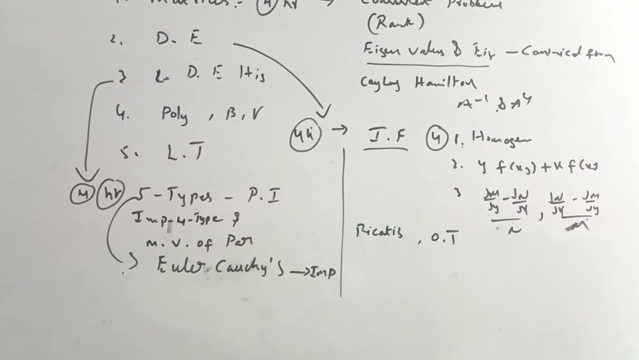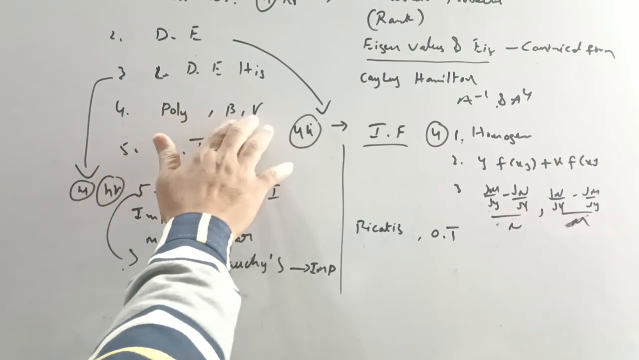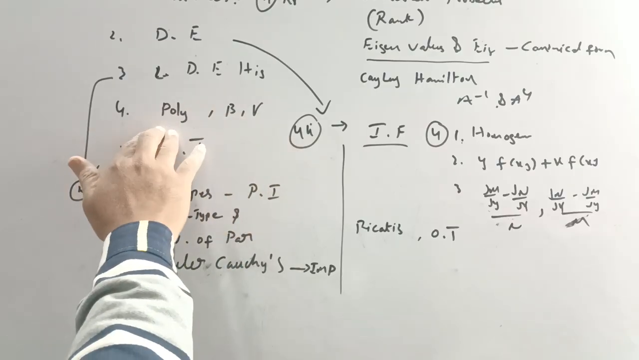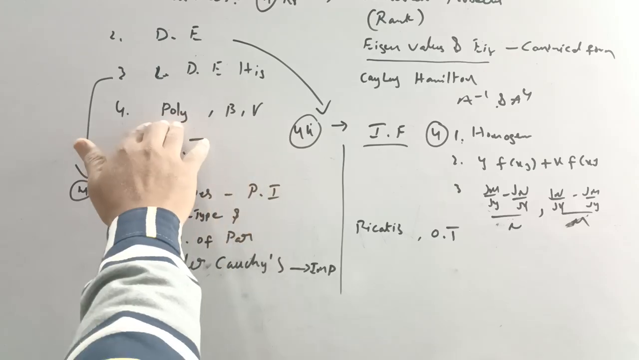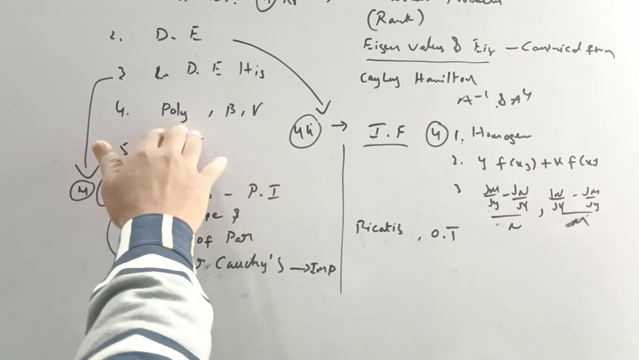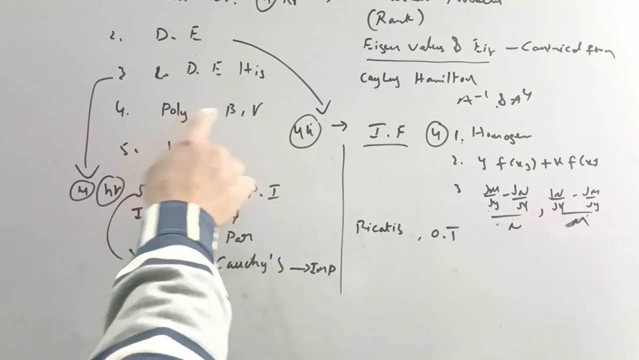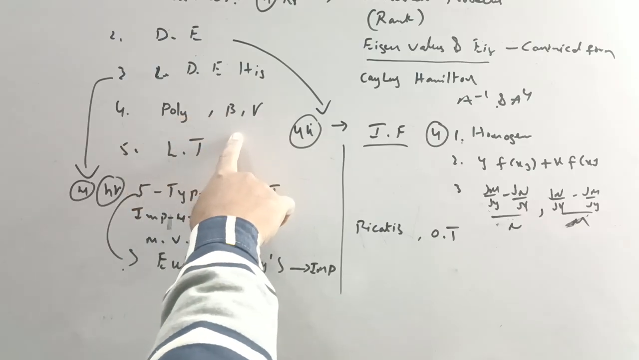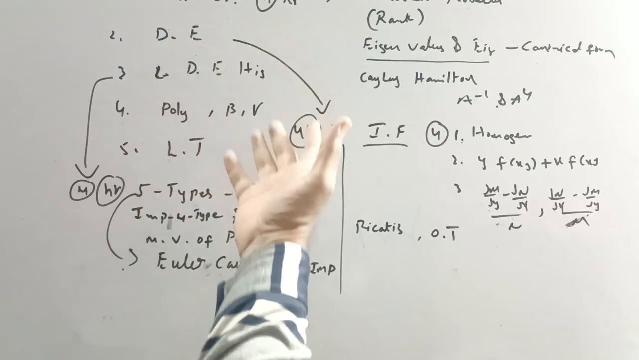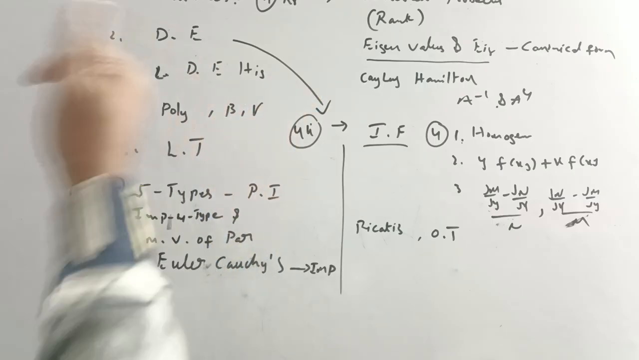Then coming to polynomials and beta gamma functions. We have Legendre polynomials and Bessel's polynomial. I didn't explain Legendre and Bessel's, a little bit lengthy parts. I explained beta gamma functions clearly. If you want to go through beta gamma functions, you go through. Otherwise, you can go for another unit, the 5th unit.